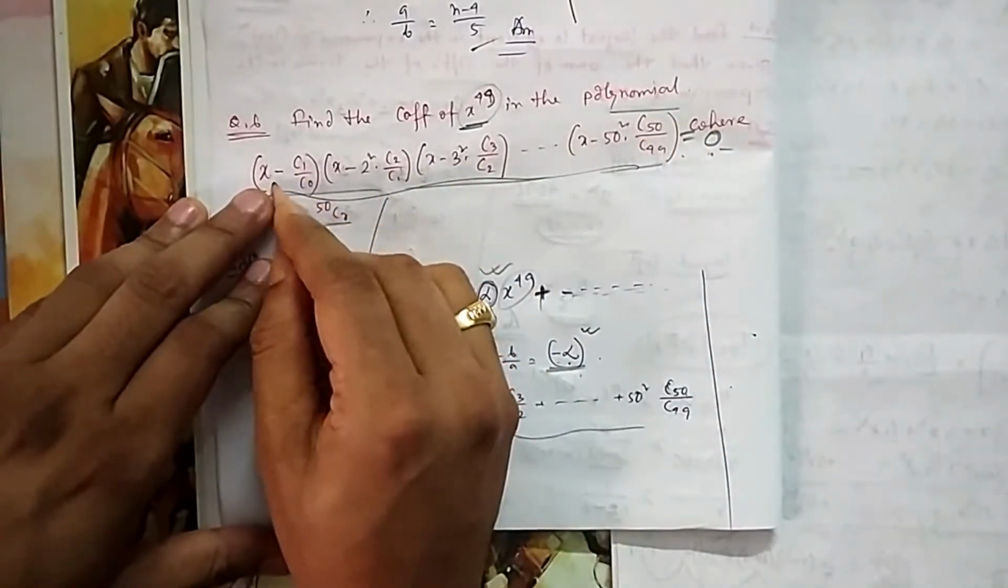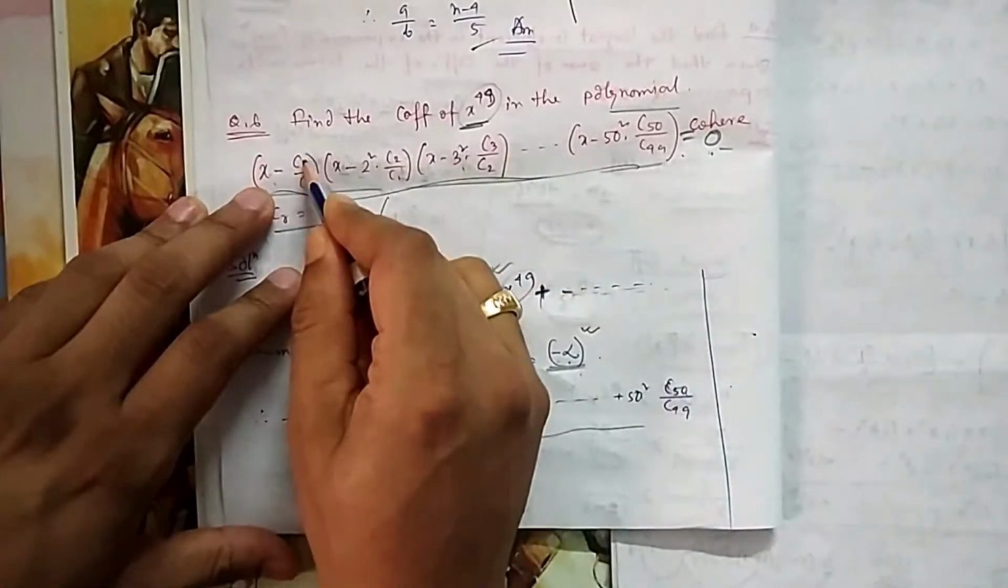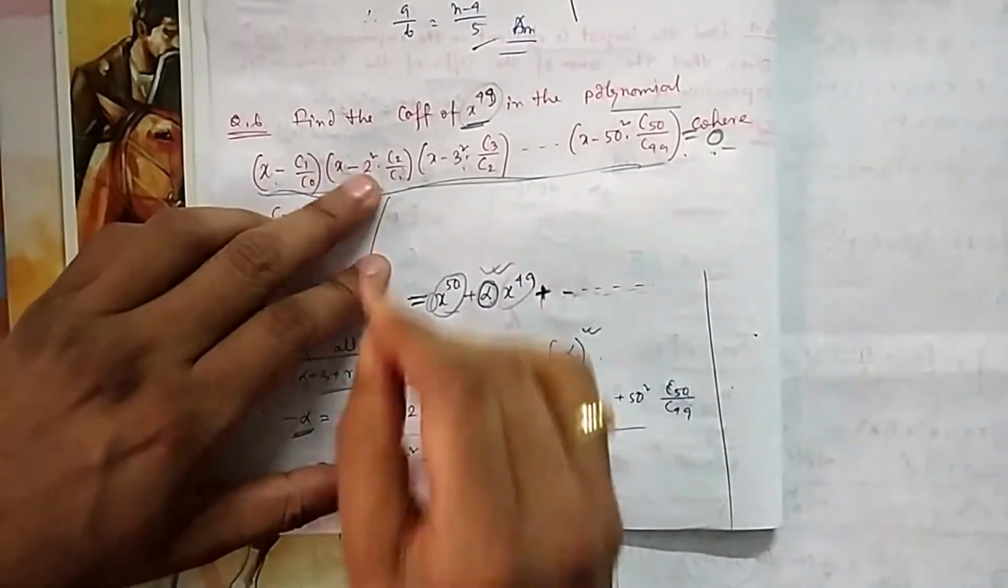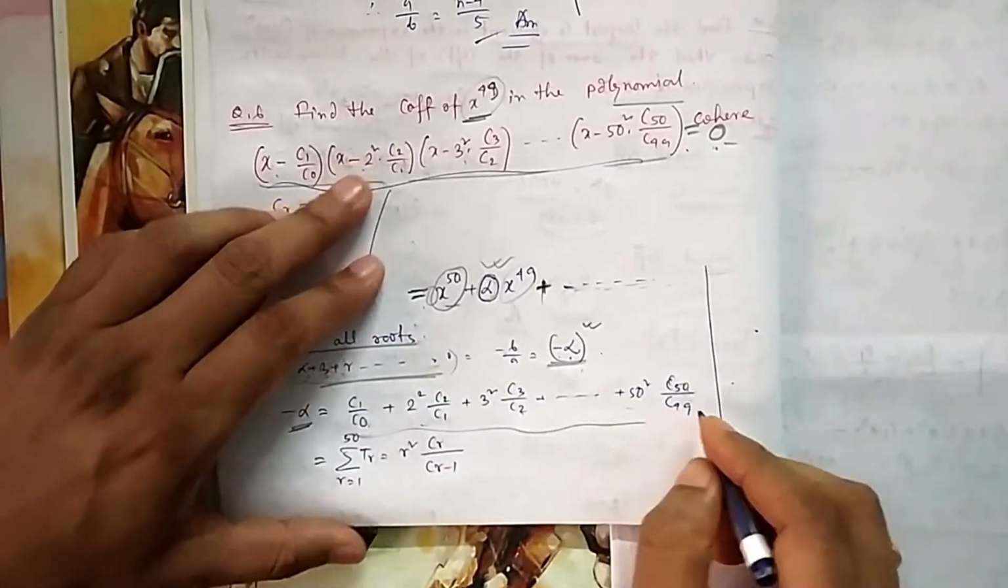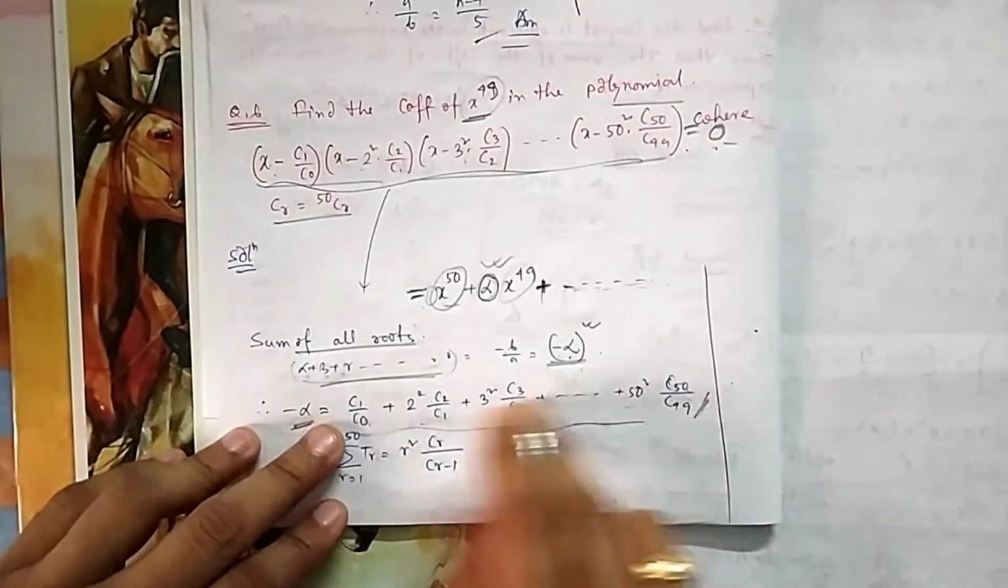So what will be the first one? Either this is 0 or this is 0 or this is 0. So what will be the first root? C1 by C0. What will be the second root? This one, third root, fourth. So ultimately you got all the roots. So you take the sum of the roots.